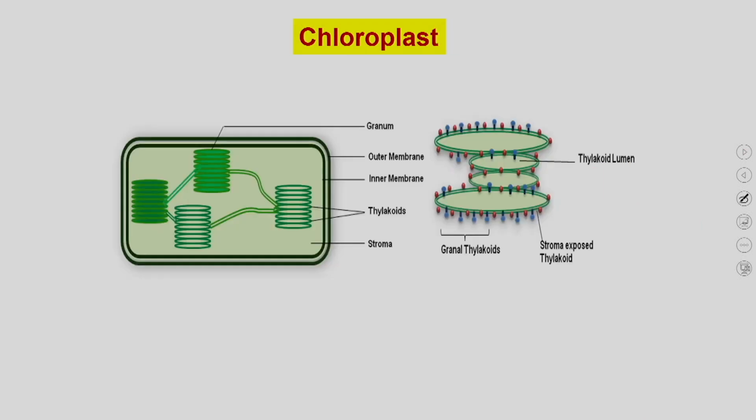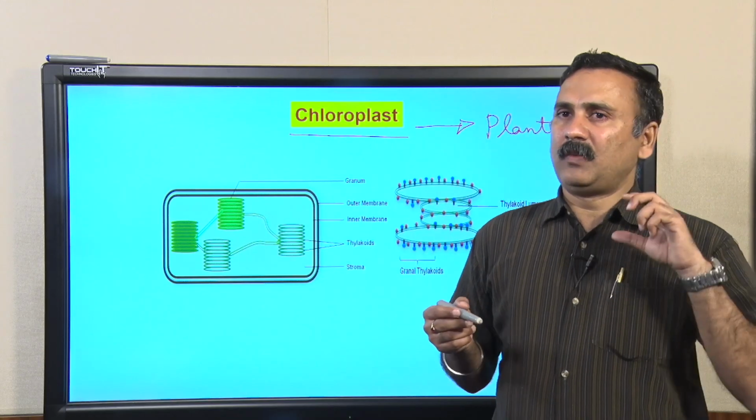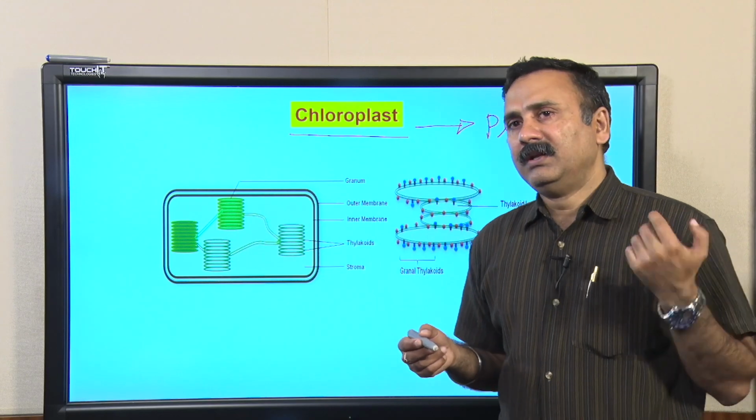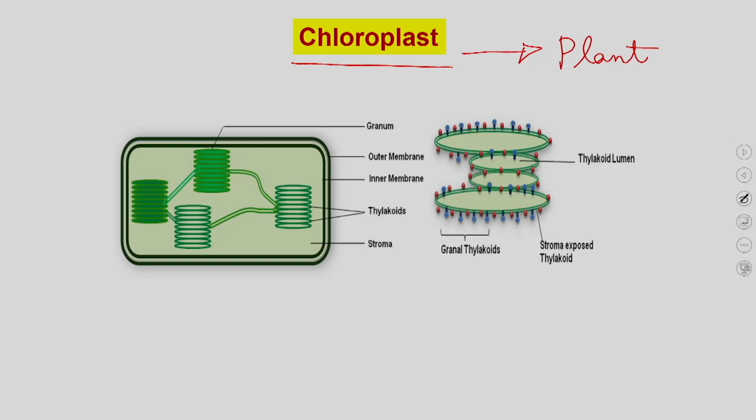Now, move on to the next organelle, which is the chloroplast. Chloroplast is present only in plants. It is completely absent in animal cells. Structure-wise, the chloroplast is very similar to the mitochondria. It has a double membrane, one outer membrane and one inner membrane, and the inner membrane is folded in the form of thylakoids. These thylakoids are arranged together to form the granum.